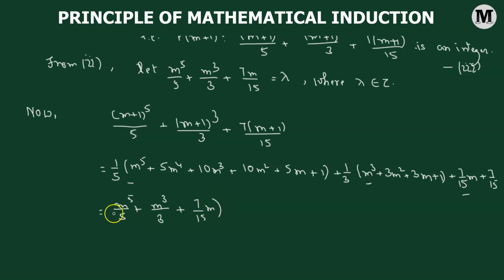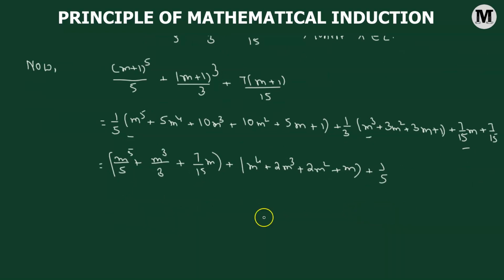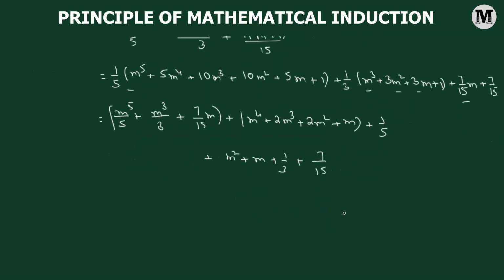Fine. This is going to get added to 5m raised to the power of 4 over 5. So that's simply going to be m raised to the power of 4. Then we have 2 times m cubed added to 2 times m squared plus 5m over 5. So that's simply going to be m added to 1 over 5. Fine. Next, we have 1 over 3 multiplied to these 3 terms. So that's going to give us m squared plus m plus 1 over 3 added to the last term, which is 7 over 15. Okay, now this expression can be replaced with lambda.